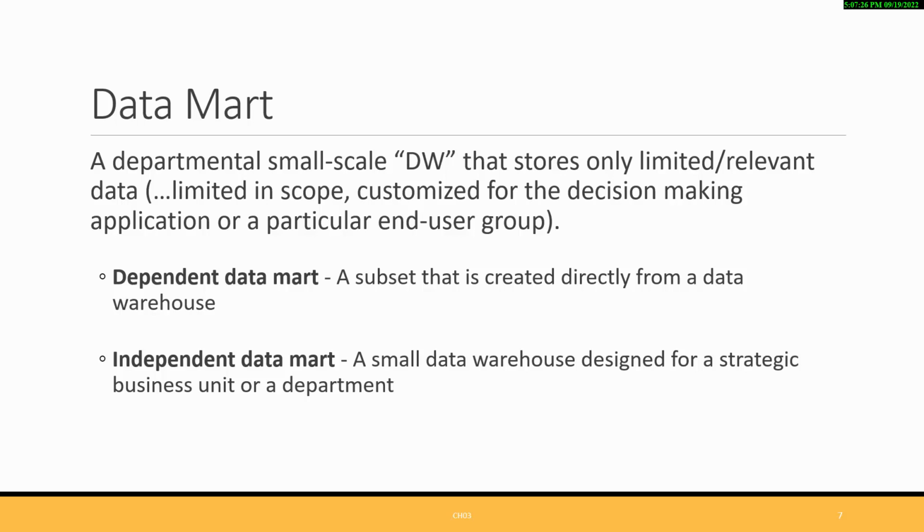A data mart can be either dependent or independent. What that means is a dependent data mart is a subset that is created directly from the data warehouse. For this, you have to build the data warehouse first. It has the advantage of using a consistent data model and providing good quality data. An independent data mart is a small warehouse designed for a strategic business unit or a department, but the main difference is that its source is not an enterprise data warehouse. So the data is not coming from the data warehouse.